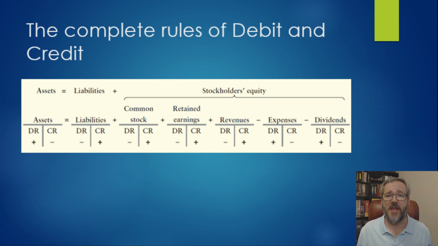Assets increase with a debit entry. Expenses increase with a debit entry. Dividends increase with a debit entry. Liabilities increase with a credit entry. Common stock, retained earnings, revenues, they all increase with a credit entry.